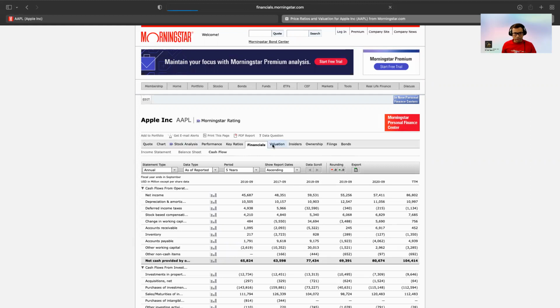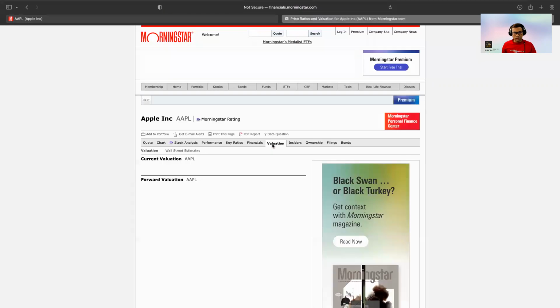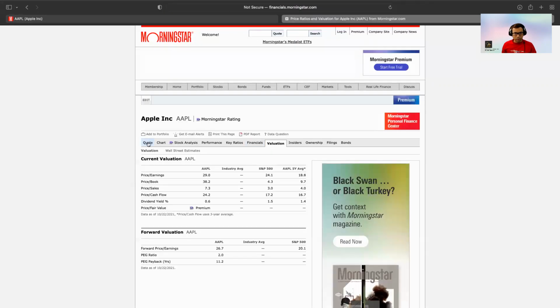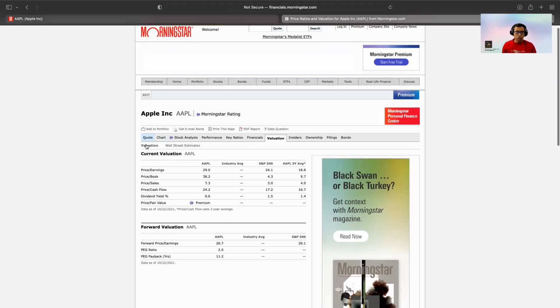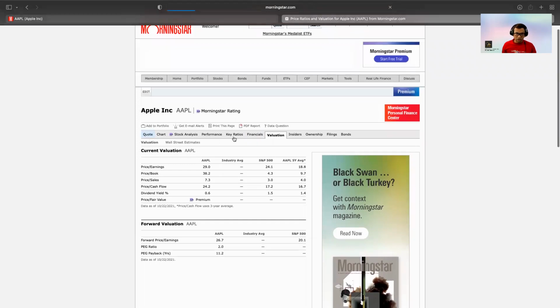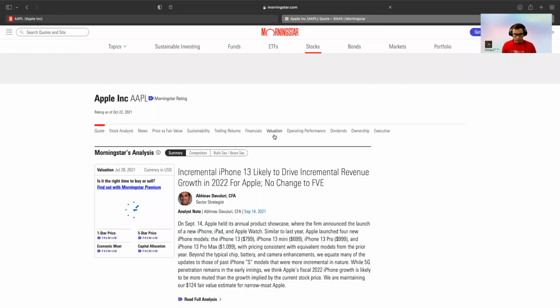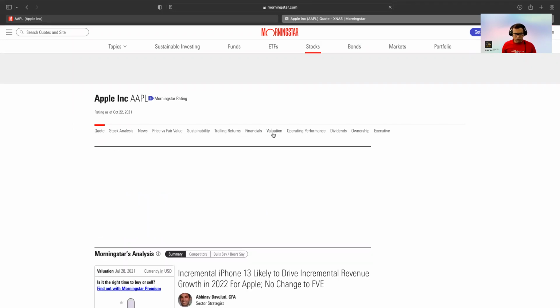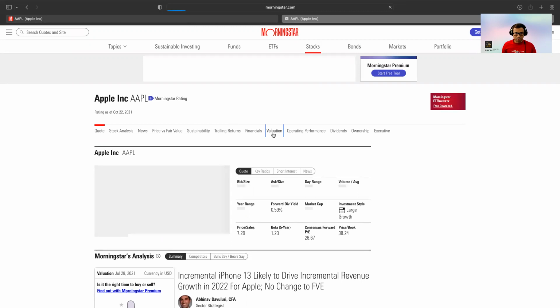Let's see the valuation. Oh, for valuation, don't click here. You go back to quote, because here is only the summary of Apple compared to the S&P 500 and the 5 years average. If you want to see the full data, you need to go back to quote. Remember, just now we went to key ratio, then financial, and then valuation. So here we go back to quote, and we move to valuation. Let's see valuation.